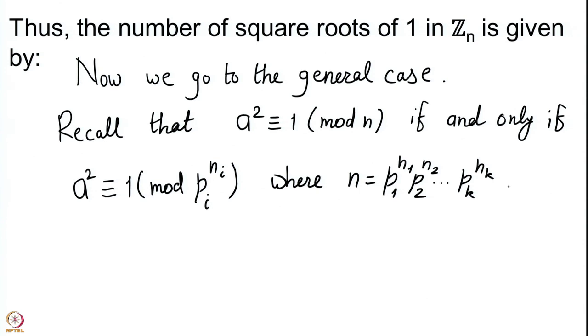So, we start with this prime factorization to begin with. To rephrase the statement, we would begin with this, then we have that a square congruent to 1 mod n holds if and only if a square congruent to 1 mod p_i power n_i holds. Now, the condition that a square is congruent to 1 mod p_i power n_i can be written in terms of linear congruences. This is because we have solved the cases a square congruent to 1 mod p_i power n_i. So, these cases, let me just summarize them in the next slide for you in the following way.